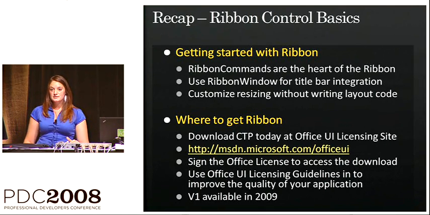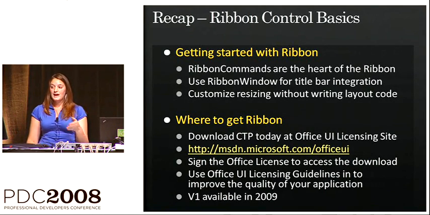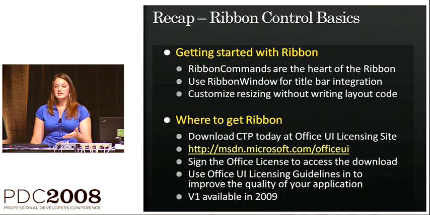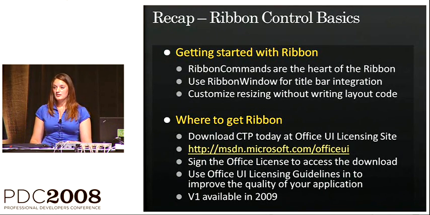So you can download Ribbon today. There's a preview available on the Office UI licensing site. That's the address up there. And in order to access the point where you download the ribbon, you actually just have to sign the Office license by clicking on License the Office UI and fill out the form. It only takes a minute, and the license is completely free. And then it'll bring you to the page where you can actually choose to download the zip file, which includes the sources and binaries.